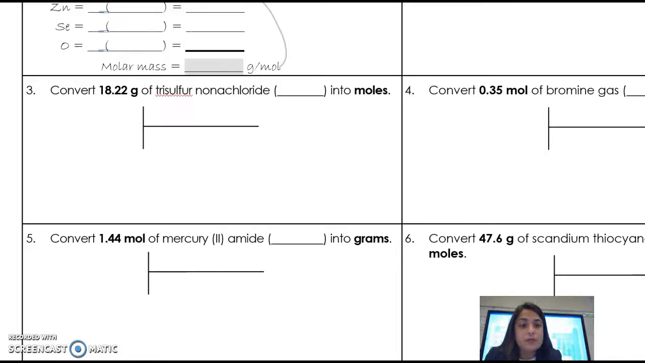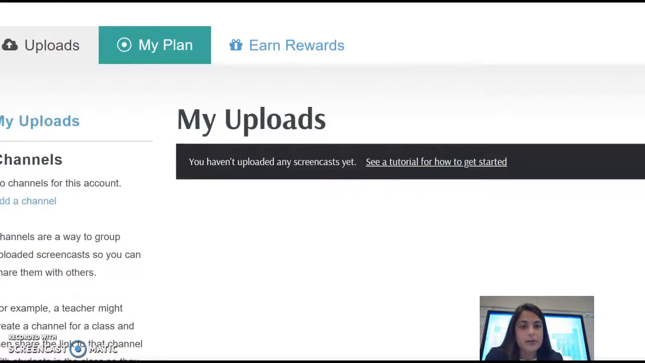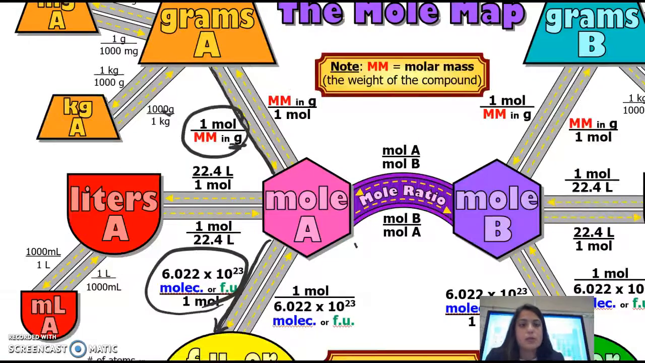So trisulfur nanochloride: there's no metal in here, so this is a covalent bond, and I'm going to write down S3Cl9. So first thing you do is write down what's given to you. You're going to write down 18.22 grams S3Cl9 over here, and then you're going to go to your mole map, which you all should have.